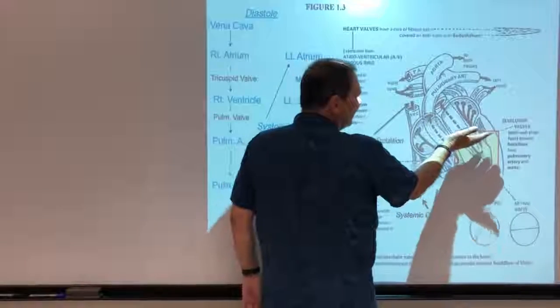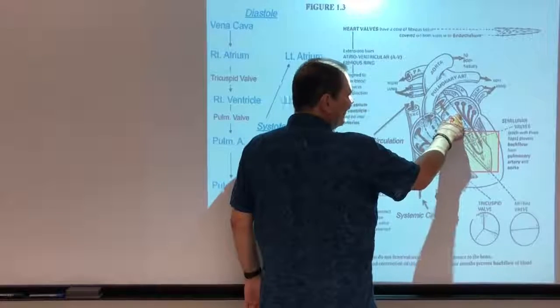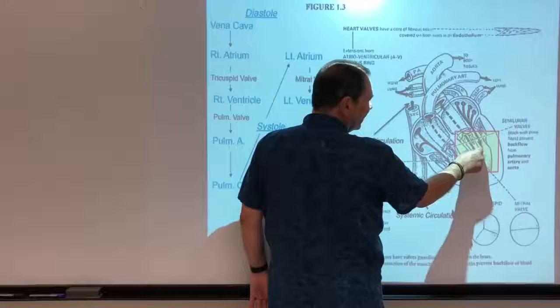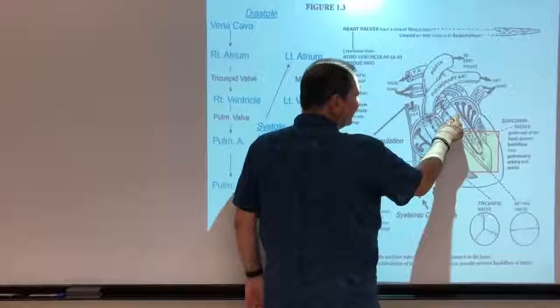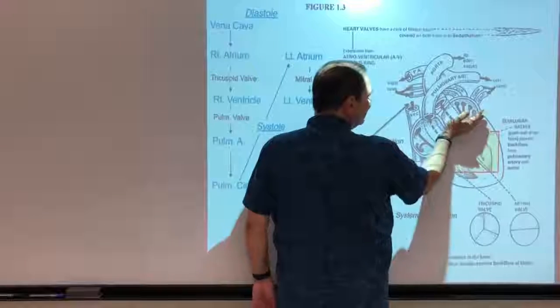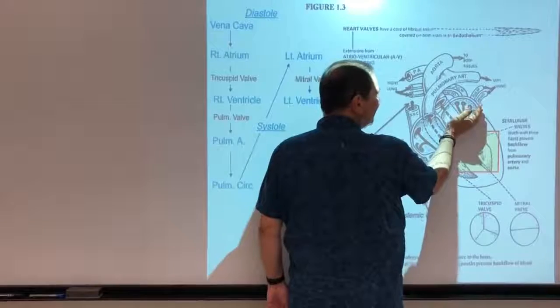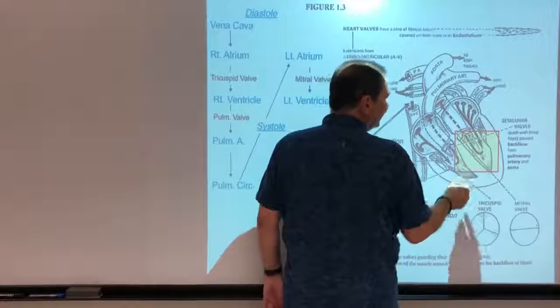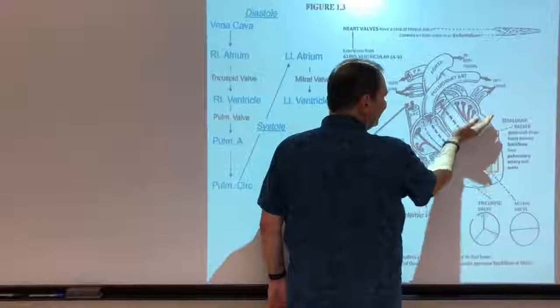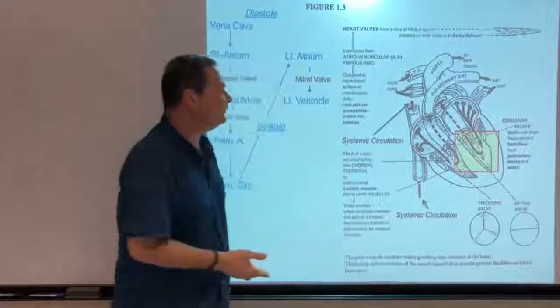And pressure in the left ventricle exceeds the pressure in the left atrium. Blood wants to flow from high pressure to low pressure, but these leaflets are shoved closed on the mitral valve, and blood is prevented from flowing down its gradient. So it wants to flow from here to here. The valve closes, is shoved closed, and it does not do so.